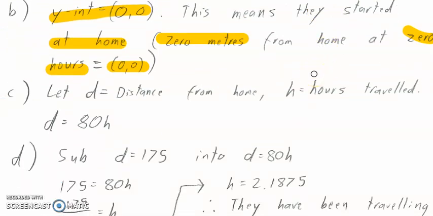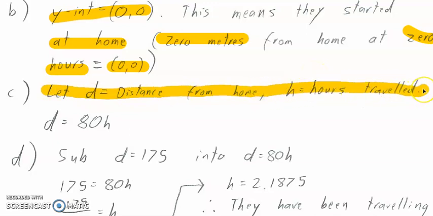Anyway, so guys, I decided to let D represent distance from home and H represent hours travelled. I could have used X and Y, but I figured, well, D is logical for distance, H is logical for hours. I could have used K for kilometres travelled and T for time, but I just went with D and H. So this is my equation: the Dunn family's distance from home is equal to 80 multiplied by the number of hours they have travelled. D = 80H.